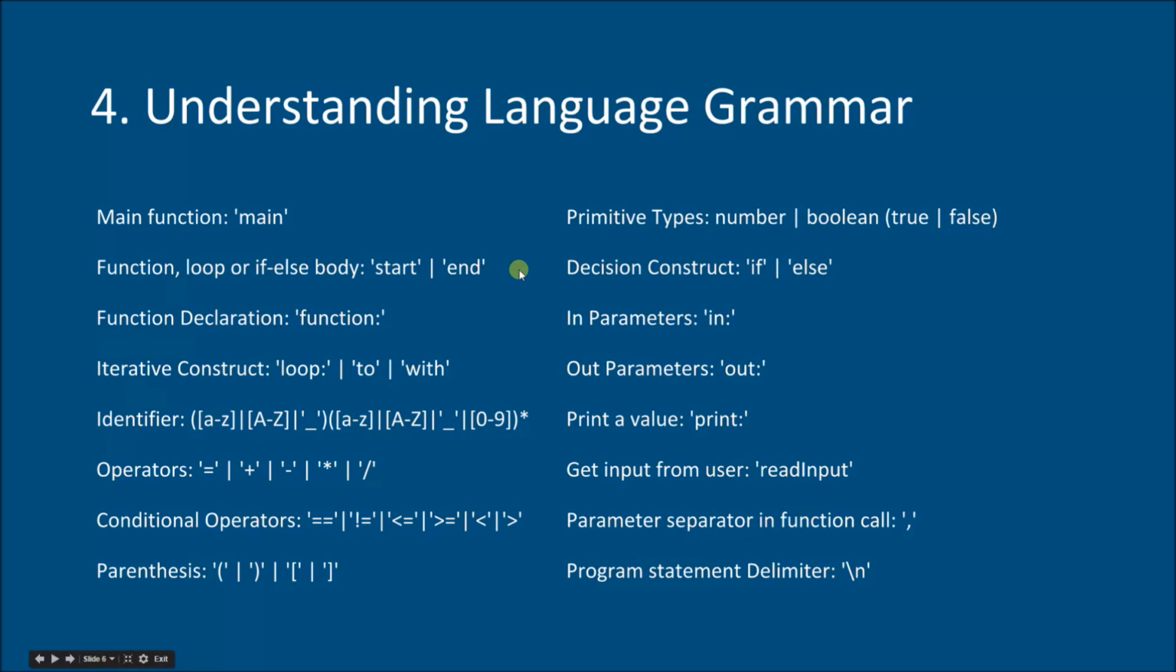To keep it similar, we have the same thing for the functions as well: function, colon, and then the function name. Along with it, we have in parameters and out parameters for our function, which are in, then the data type, and then the identifier for it. Our if statements, our loops, and our functions are all enclosed within start and end.